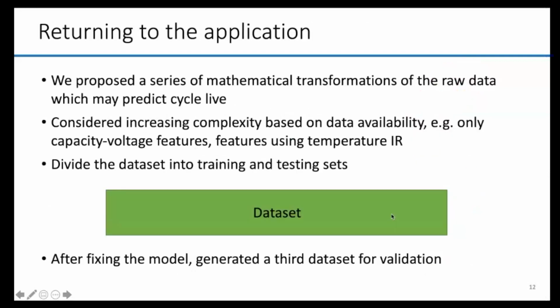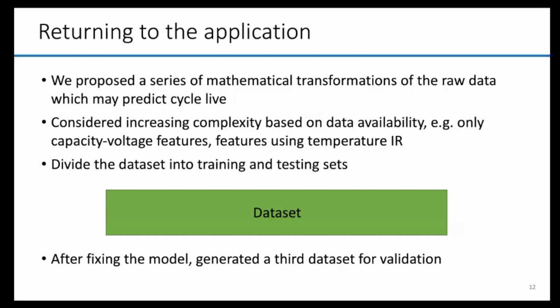Okay, so returning back to the application, what we needed to do was propose a series of these transformations, again called features, of the raw data that we think might be predictive of cycle life, and then apply the lasso algorithm to learn some subset. In doing this, we considered increasing complexity of features based on data availability.